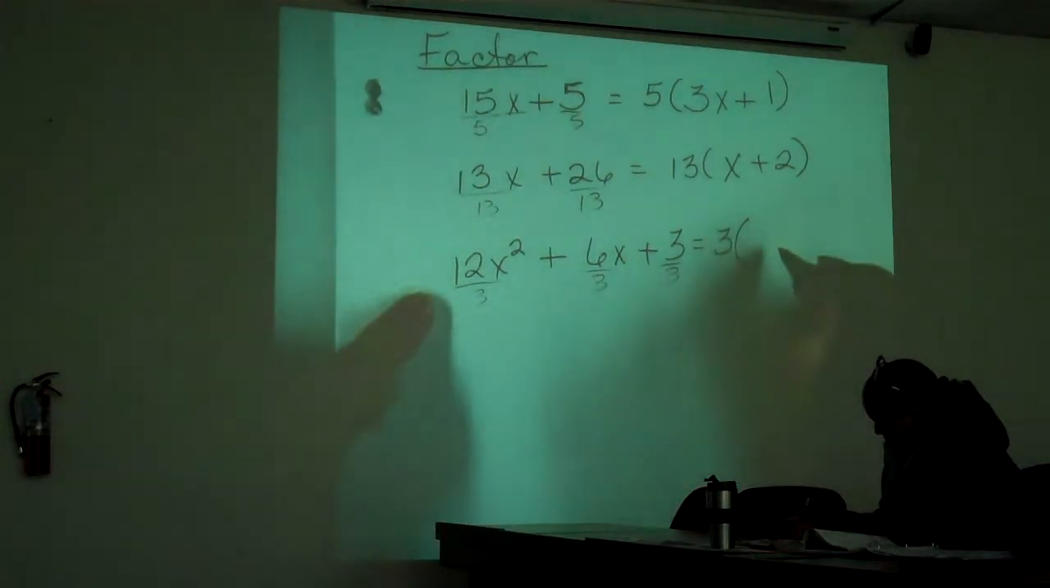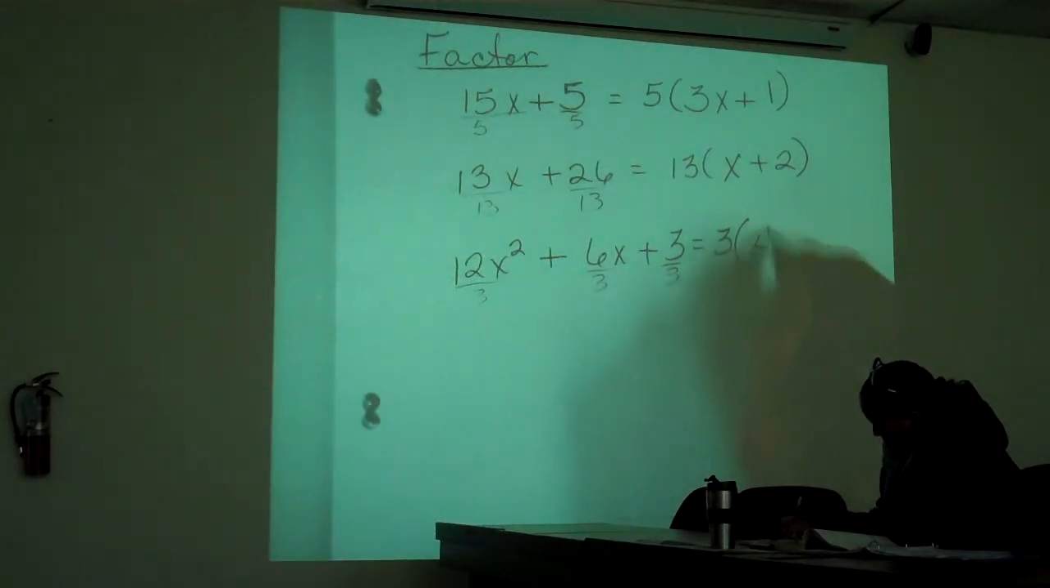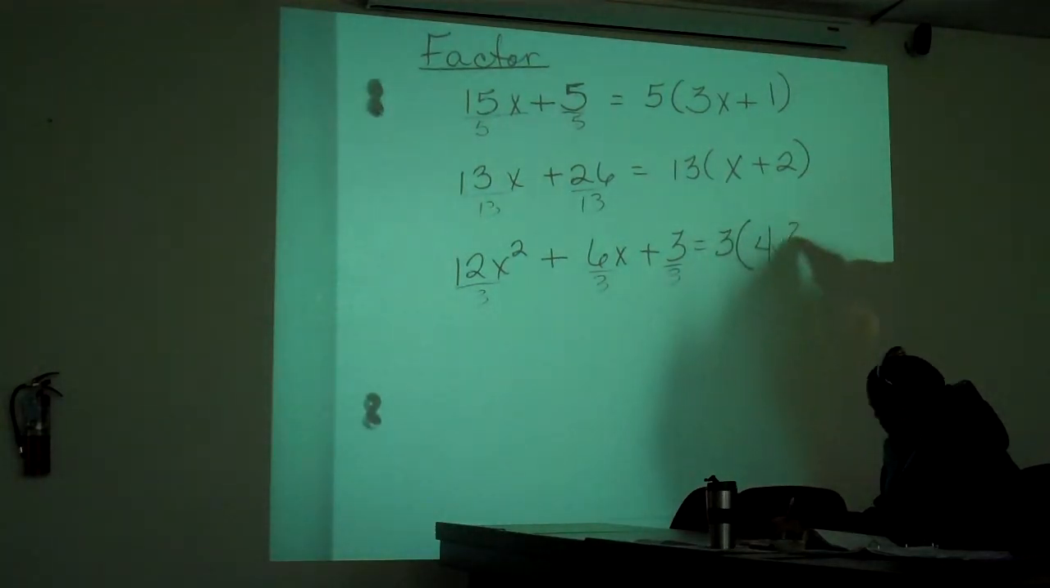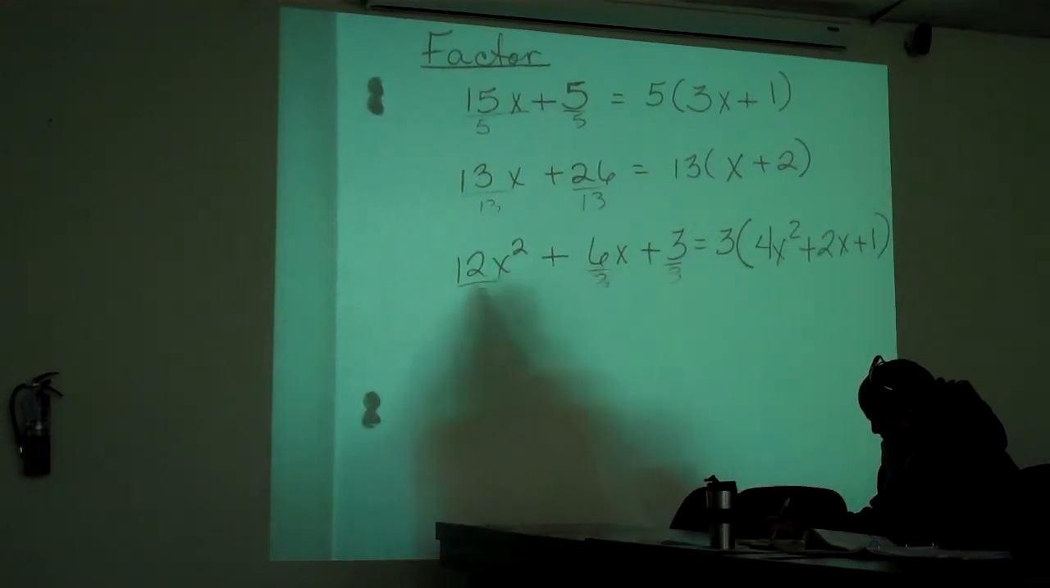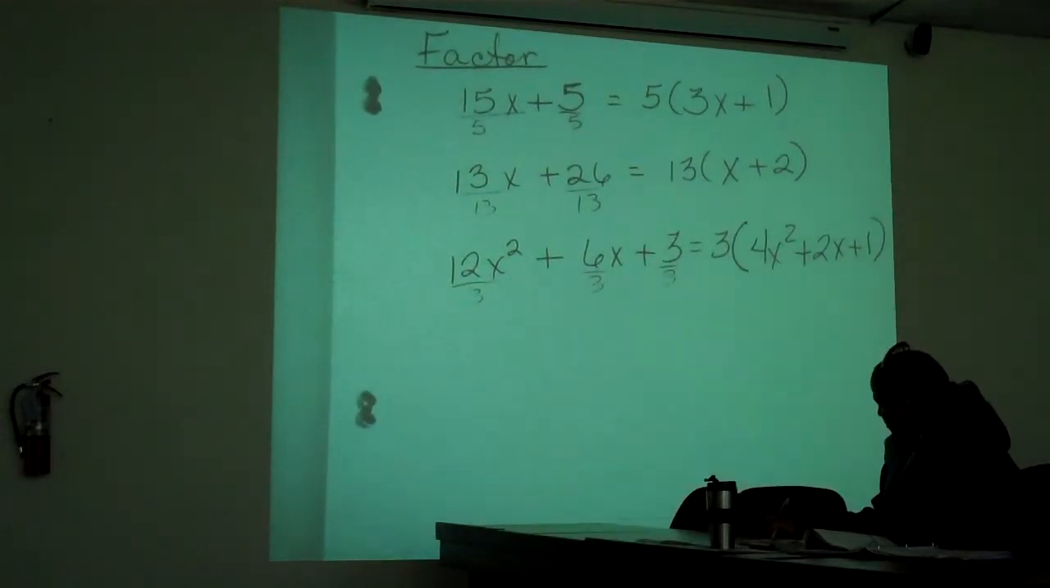12x squared divided by 3, 4x squared, plus 2x plus 1. If there's 3 terms here, you're going to have 3 terms in your parentheses after you factor.